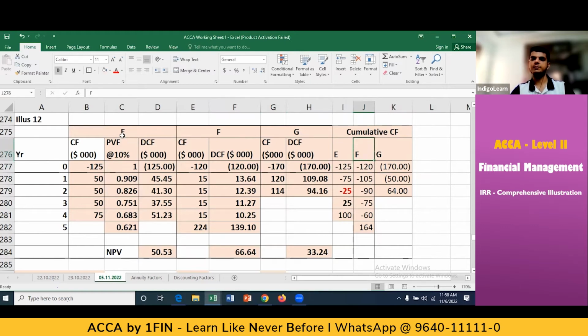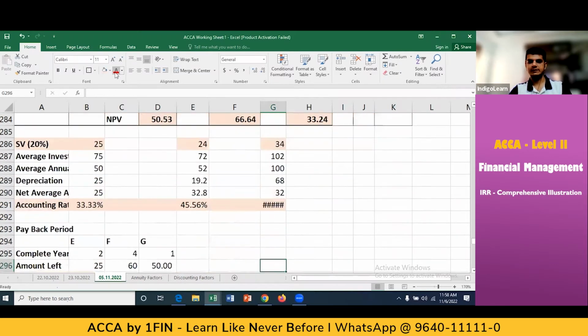If we want to see for project F, it would be 4 to 5 years. In between the 4th and 5th year is the payback period. That is 4 years completed, and in year 5, 60 divided by whatever is the cash flow for the next period, that is 224. And for project G, it is between the first and the second year, that is first completed and second how much part, 50 divided by the cash flow for the next year, that is 114. Okay, so we'll just see the payback.